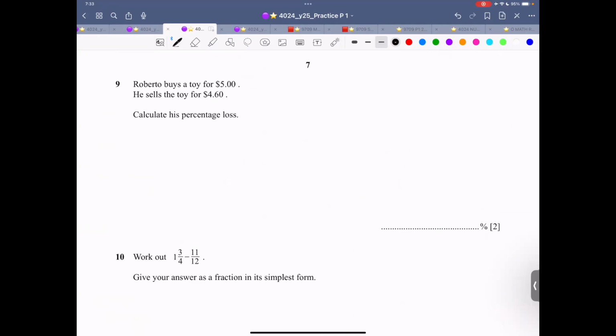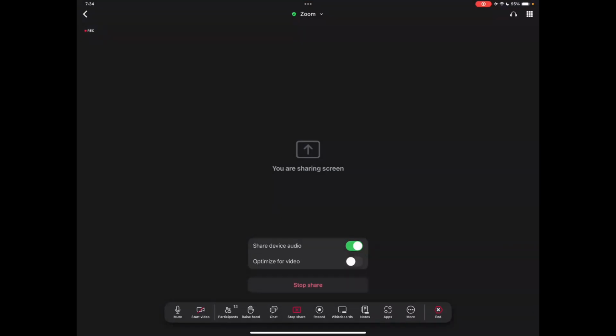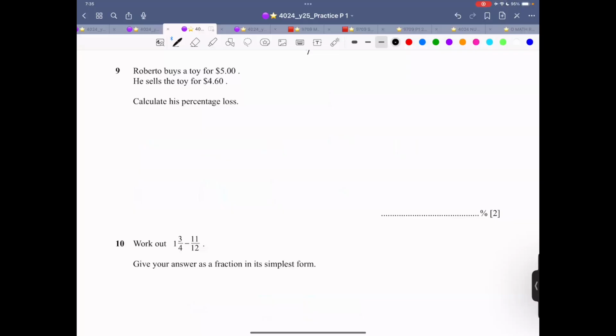Roboter buys a toy for $5. He sells the toy for $4.60. Calculate his percentage loss. Now let me pause the recording for a second. Over here, it says the cost price is $5, and the selling price is $4.60. The loss is 40 cents or $0.40. Percentage loss is the loss divided by the original, times 100.